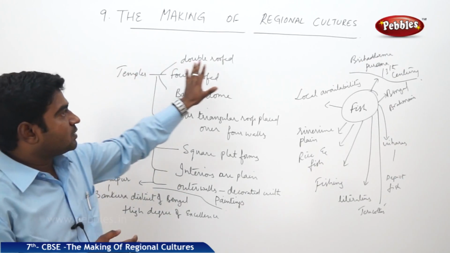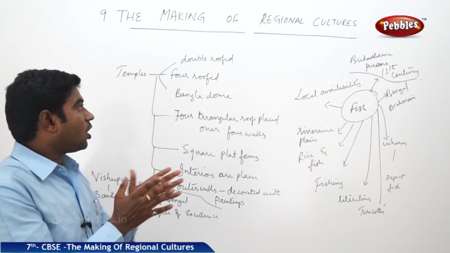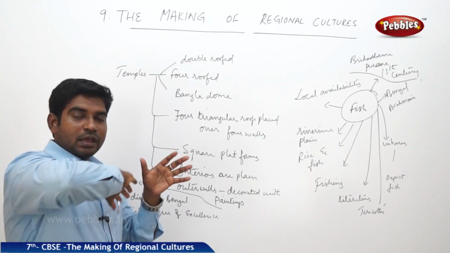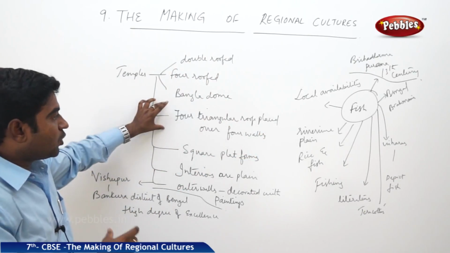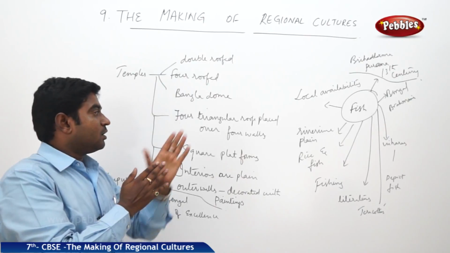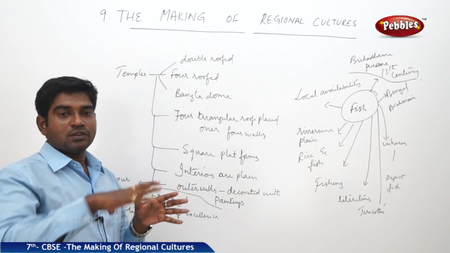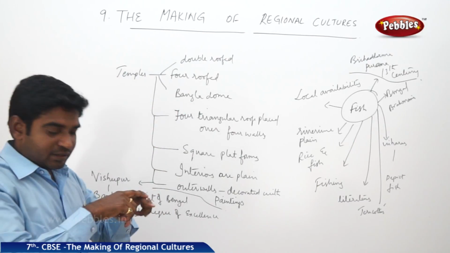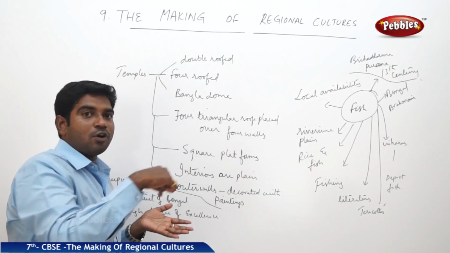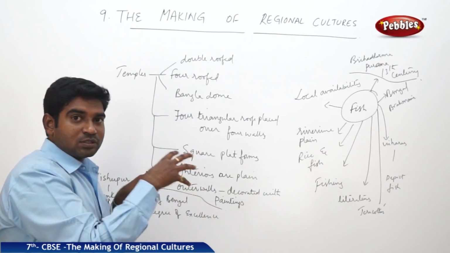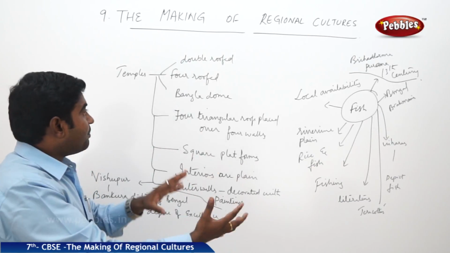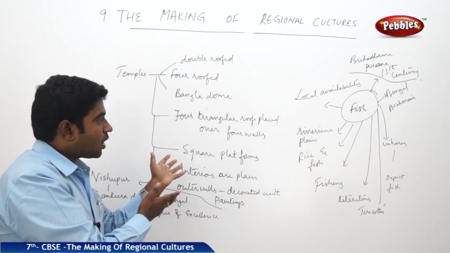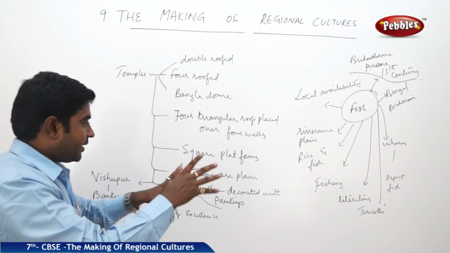Temples generally used to have double roofs, two roofs, or four roofs at the top, or the Bengal dome, a dome-like structure. Then we also have four triangular roofs placed over four walls. So on the four walls, the four triangles are placed, and the construction of the temple was done on a square platform, on which the four walls are built. Based on whichever roof they want, like double roofed, four roofed, Bengal dome or triangular roofed, they used to fit accordingly.